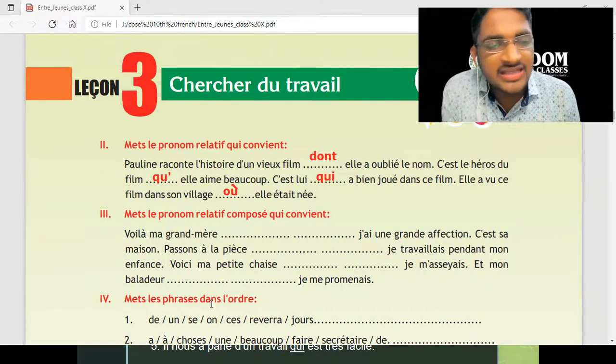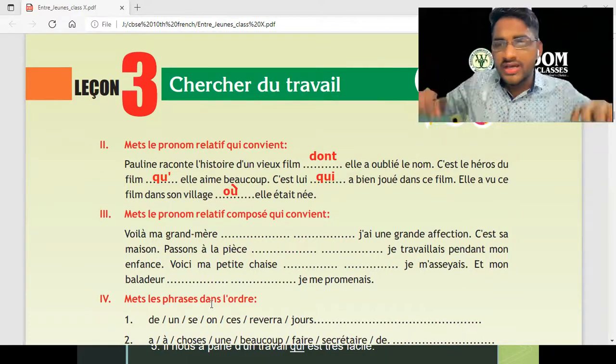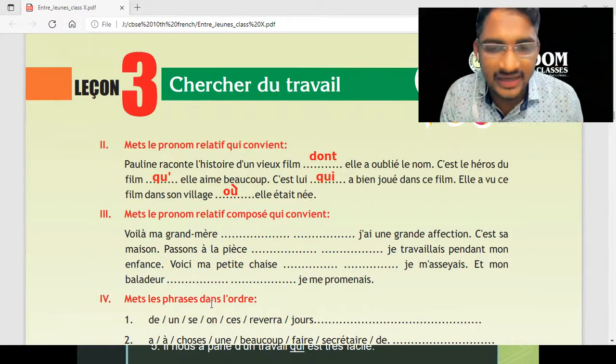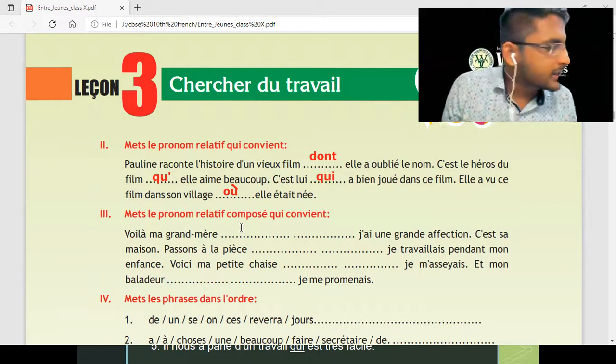Great. Next is question number 3. Mettez les pronoms composés. Composé में क्या students? Lequel, laquelle. Lequel. Okay, and we have to make sure to put some prepositions also.